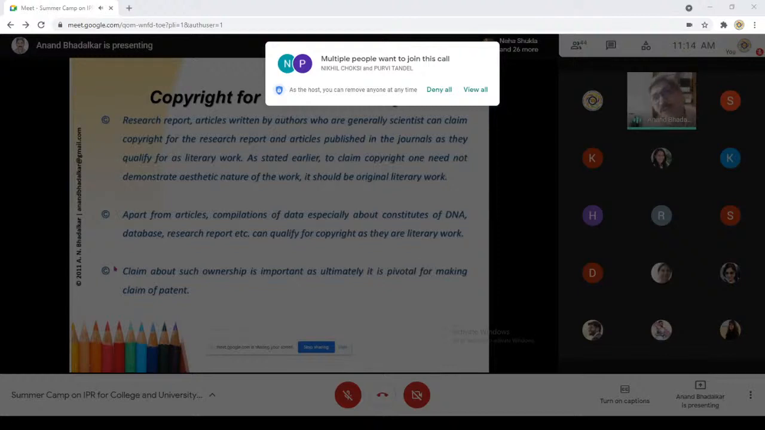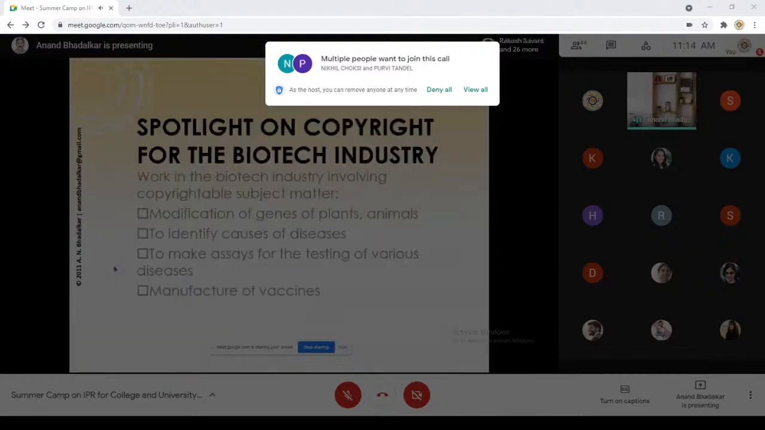Does anything like this come up in biotechnology? Yes, original research reports and articles come up. If you are writing something for a drug, then copyright and so on come in. But other than this, I want to take you through a particular controversy. Actually, the spotlight in the field of the biotech industry, in terms of copyright, is about modification of genes of plants.